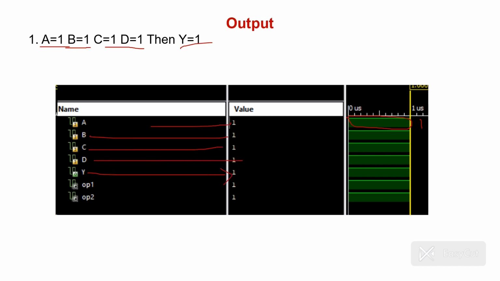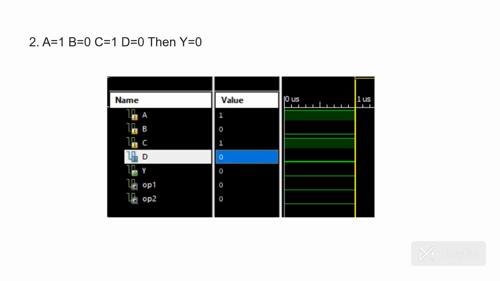and the Y value has become 1. Okay, then the other output is if the A value is 1, the B value is 0, C is 1, D is 0. The A value is given as 1, the B value is given as 0, the C value is 1, and the D value is 0. The Y value will be 0. Because for the AND gate of A, B, if one of the inputs is 0, then the output will be 0. For the OR gate, 0 0.